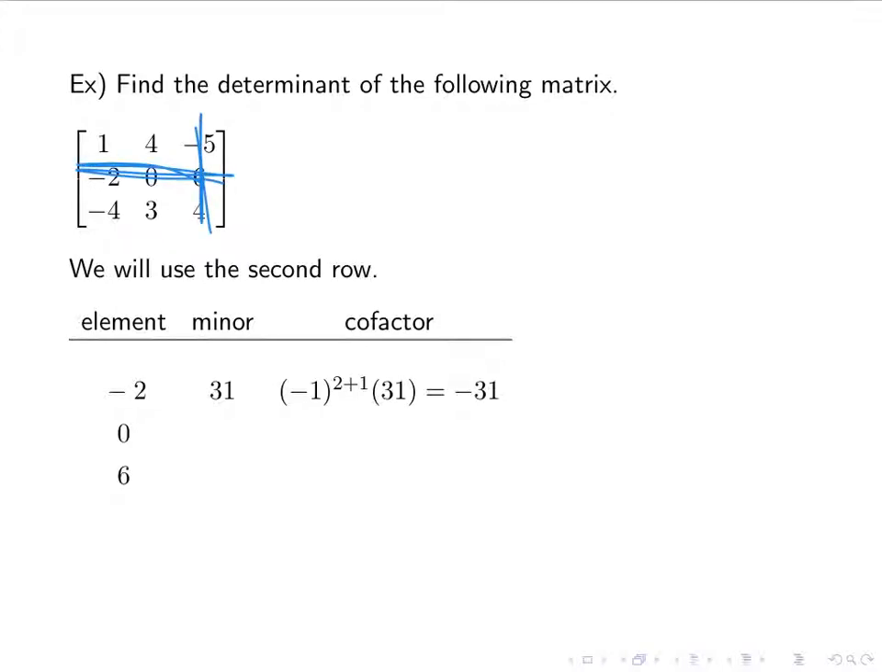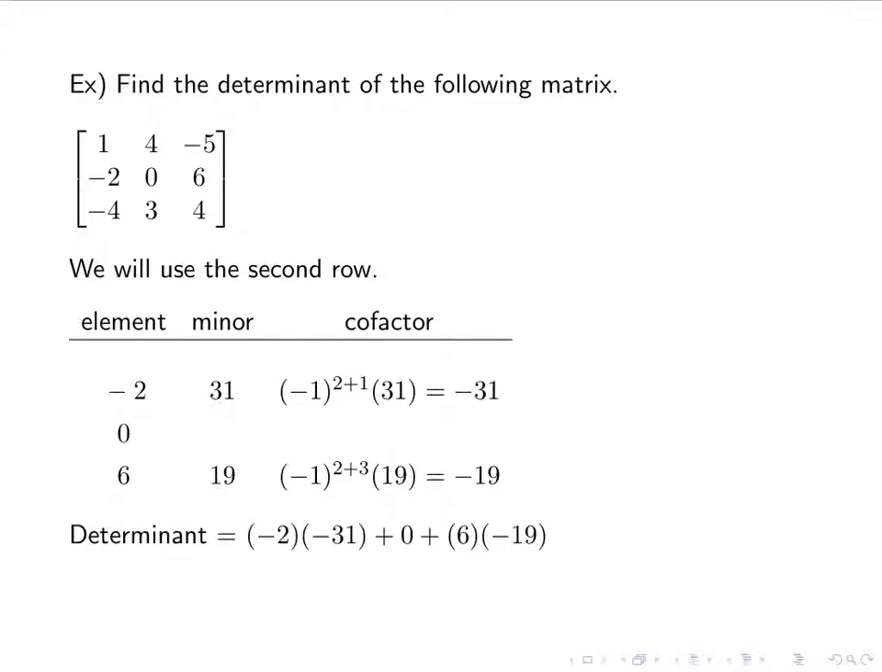When I get rid of that row and column, I have the matrix 1, 4, negative 4, 3. So I have 3 plus 16 when I find the minor, which is 19. 6 is in the third column, second row, so it's negative 1 to the 2 plus 3 times 19, which will give me negative 19. So for the determinant, I have negative 2 times negative 31 plus 0 plus 6 times negative 19. And that will give me negative 52.